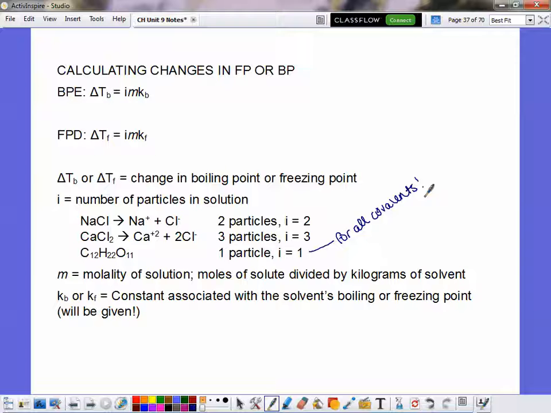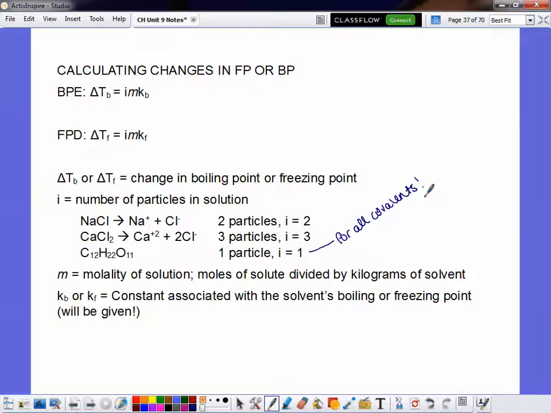M is molality. We learned how to calculate that last class. That's going to be moles of the solute divided by kilograms of the solvent. And then Kb and Kf are constants that will be given to you. They're based on the boiling or freezing point, respectively, of the solvent. So it's a constant, but it'll be given, or you'll be solving for it. You don't need to memorize any of them, and you don't calculate it from anything else other than if you were solving for it.